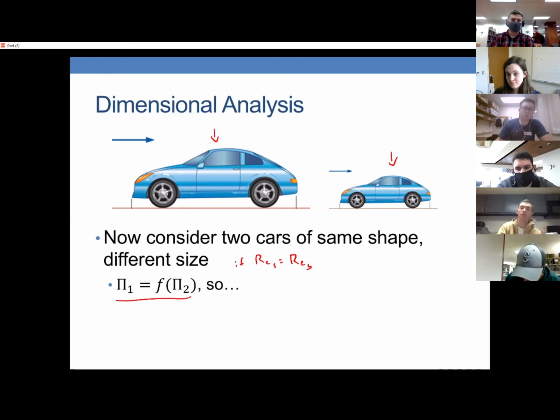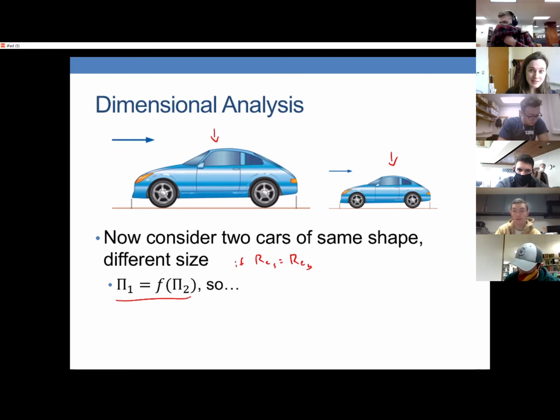Does that mean that the drag force is proportional to its size or weight or something? So you're in the right direction. Pi 1, the drag forces are proportional, but the way they're proportional is a little bit more complicated. But how we figure out that proportion is, so pi 1 is some function of pi 2.